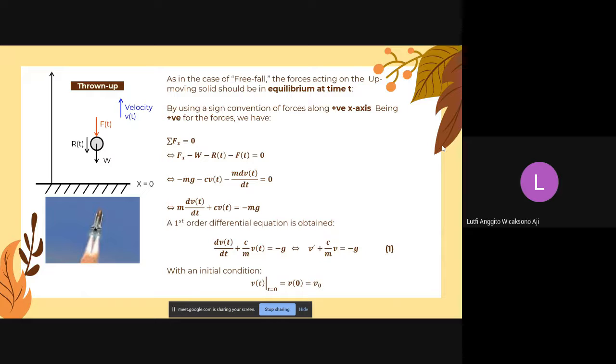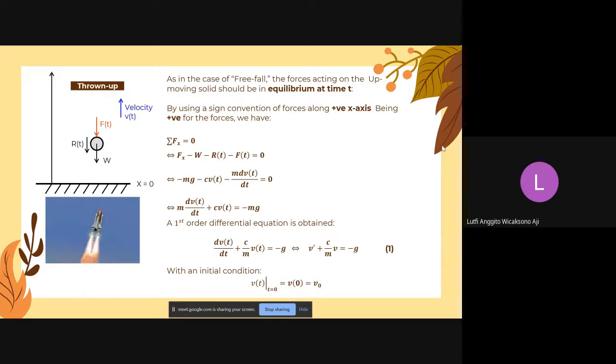So same as before, we substitute the formulas of W, R(t), and F(t) into the equation, and we get negative mg minus c v(t) minus m dv(t)/dt equals 0. So we get m dv(t)/dt plus c v(t) equals negative mg.